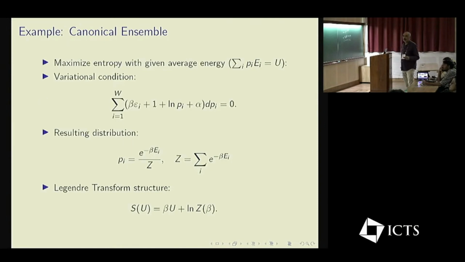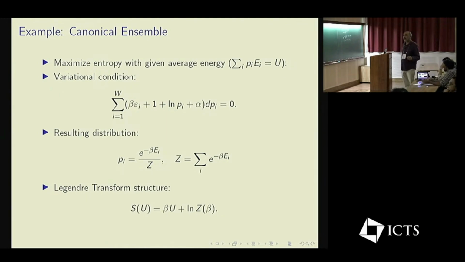So again, if you apply it to the canonical ensemble, then there is only one additional constraint on the mean energy. And when you do the variation of that function, you get this variational condition. Now here the logic is that because you can vary all the probabilities independently, this equation can hold only if each coefficient vanishes. So each coefficient for each i has to vanish, and then that gives you the distribution.